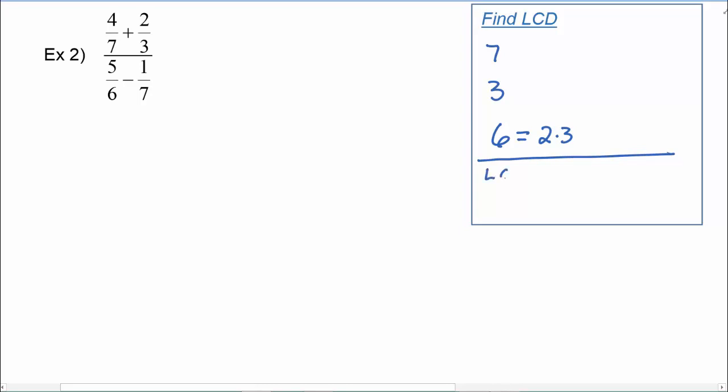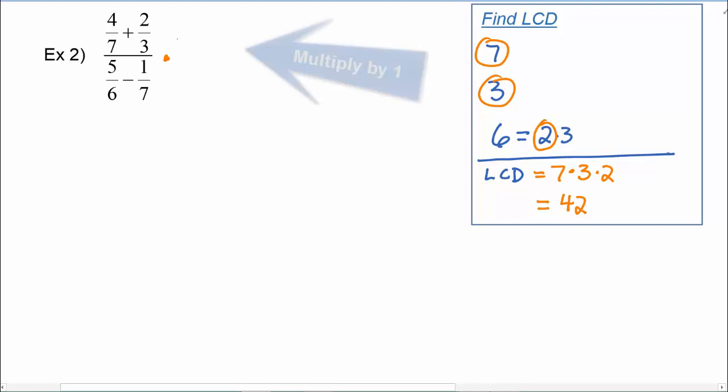So now when we find our LCD, we see we're going to need a 7. We're going to need a 3. And we're going to need a 2. So our LCD will be 7 times 3 times 2, or you can think of it as 7 times 6, which is 42. So we come back over to the original fraction, and we're going to multiply by 1 in the form of 42 over 42.